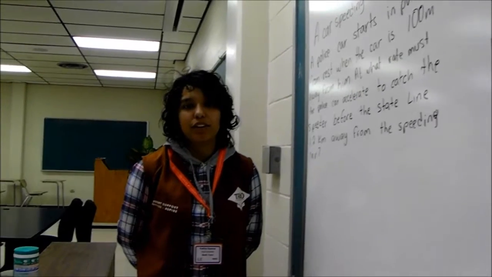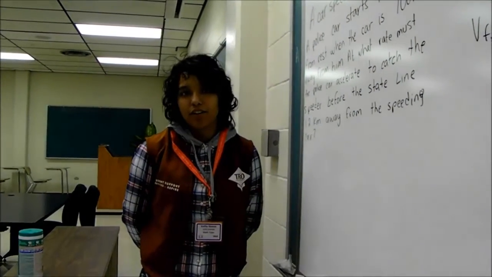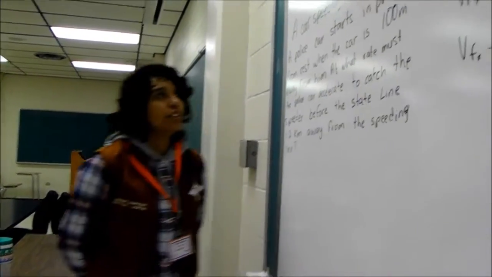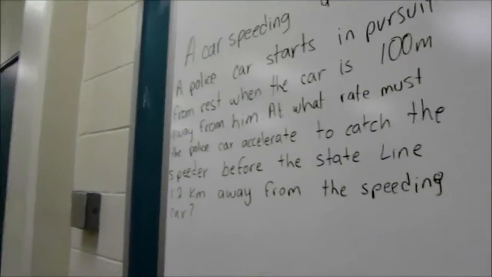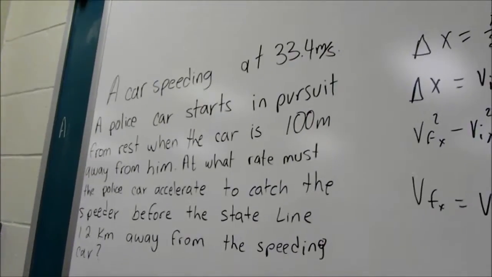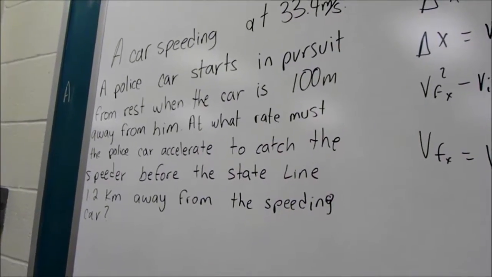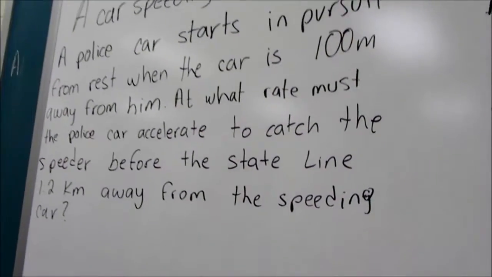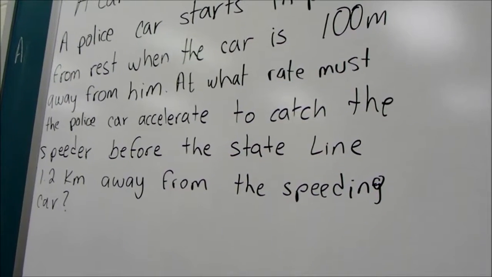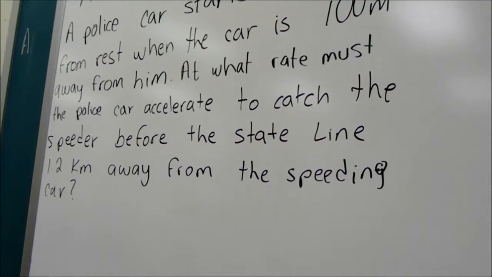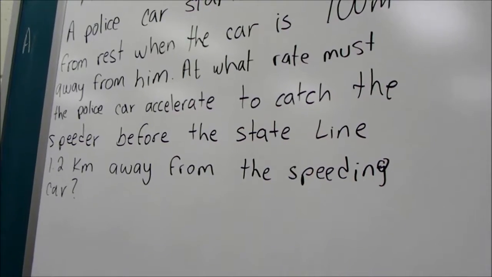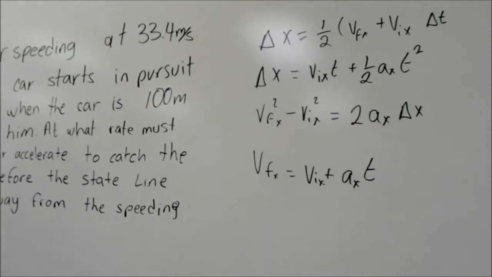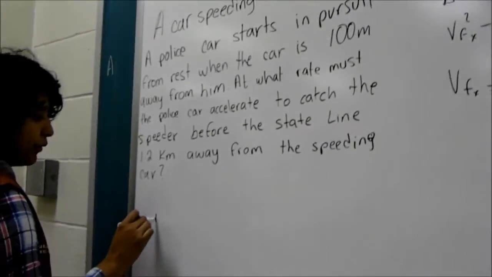Today we are going to review a problem that is useful for college physics and university physics 1. It's a one-dimension problem. So here we have the problem. A car is speeding at 33.4 meters per second. A police car starts in pursuit from rest when the car is 100 meters away from him. At what rate must the police car accelerate to catch the speeder before the state line 1.2 kilometers away from the speeding car?